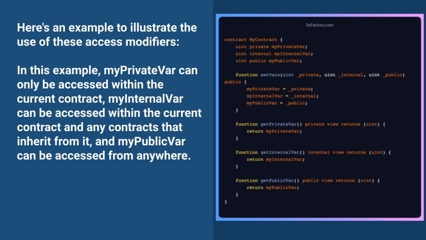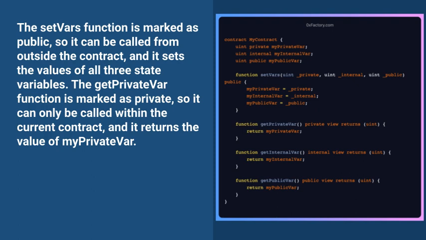In this example, myPrivateVar can only be accessed within the current contract, myInternalVar can be accessed within the current contract and any contracts that inherit from it, and myPublicVar can be accessed from anywhere. The setVars function is marked as public, so it can be called from outside the contract, and it sets the values of all 3 state variables.